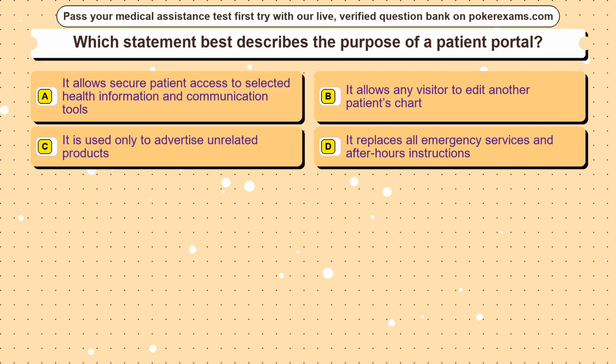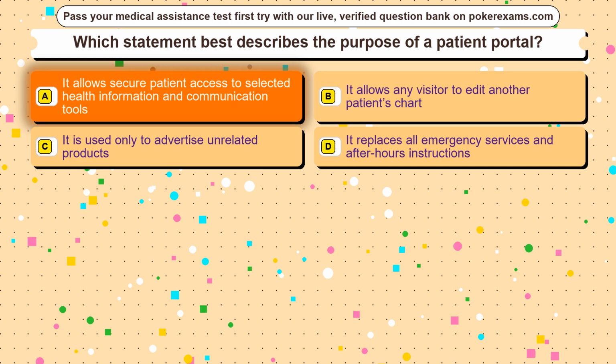Question 23. Which statement best describes the purpose of a patient portal? Option A, it allows secure patient access to selected health information and communication tools. Option B, it allows any visitor to edit another patient's chart. Option C, it is used only to advertise unrelated products. Option D, it replaces all emergency services and after-hours instructions.